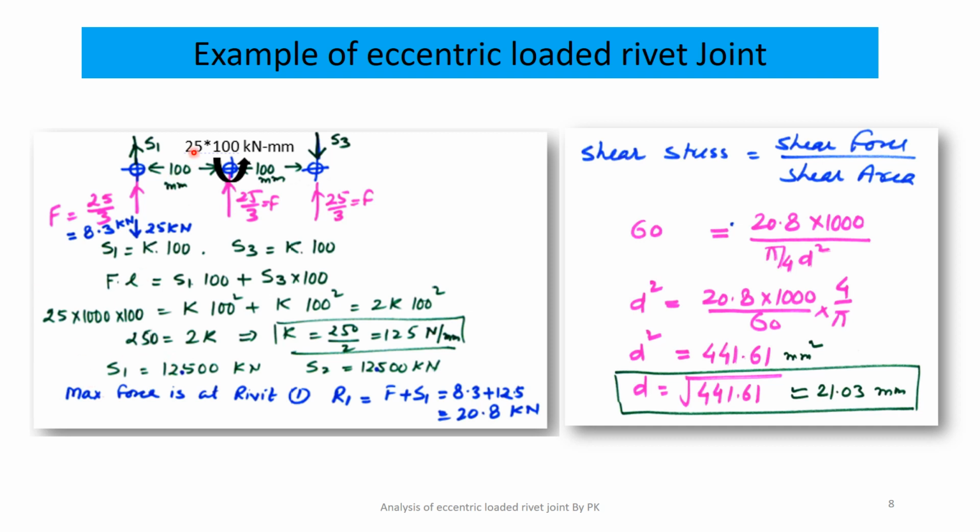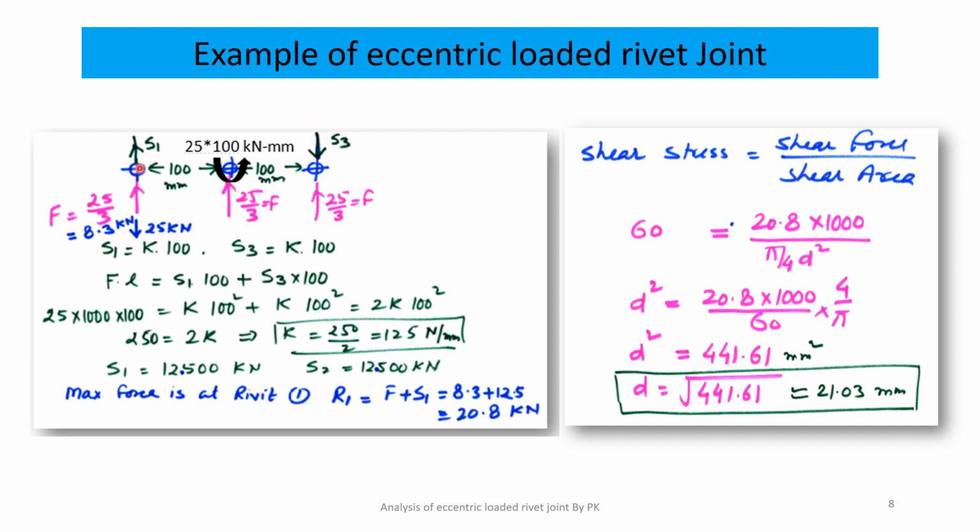So here we see that the S1 force is acting in the upward direction and the primary shear force is also acting in the upward direction. So the net resultant force at rivet number 1 is the summation of these two forces, F plus S1. At rivet number 2, there is only the primary force, that is 25/3. And at rivet number 3, there are two forces, S3 and 25/3. The 25/3 force is acting in the upward direction and the S3 force is acting in the downward direction. That's why the net resultant force at rivet 3 is the algebraic difference of these two forces.